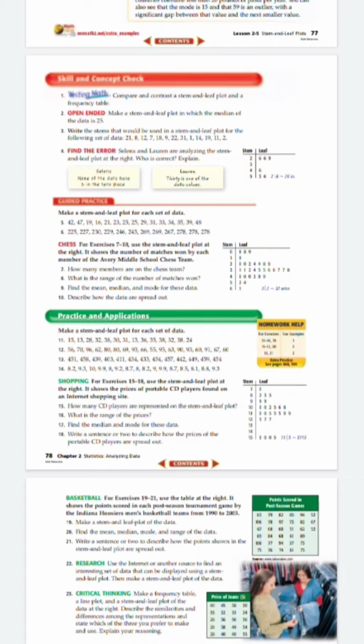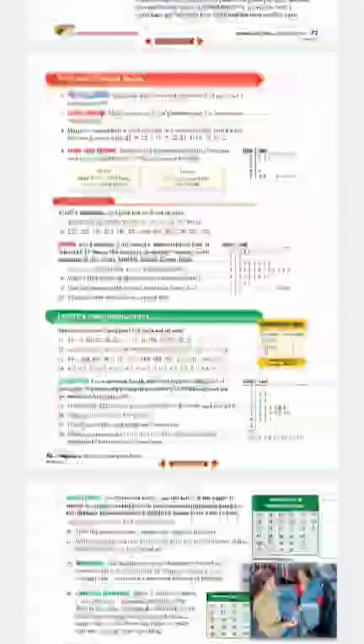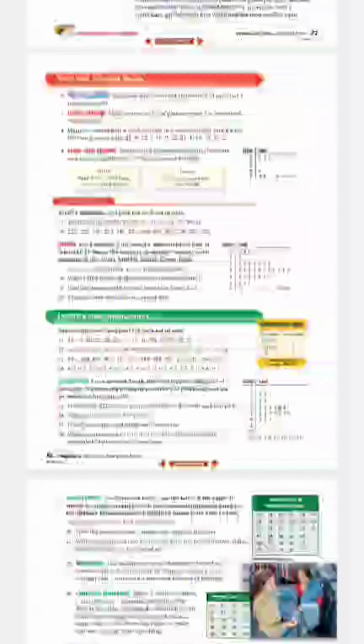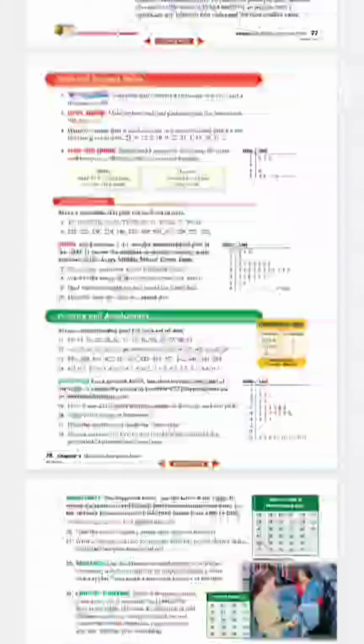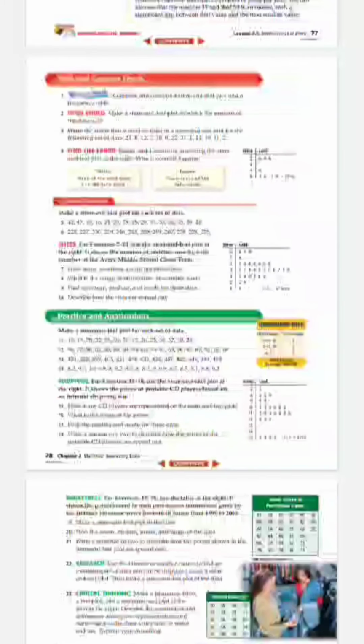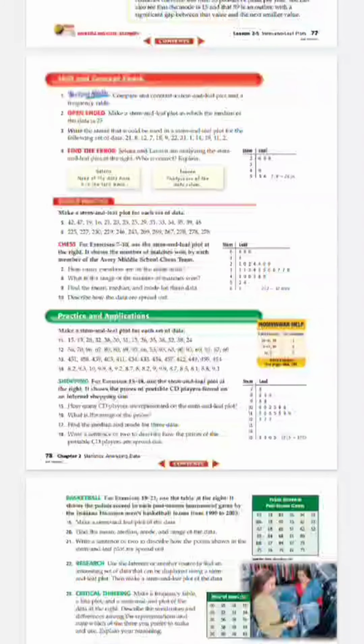Keys for exercise 7.10. Use the stem and leaf plot at the right. It shows the number of math contests won by each member of the middle school team. 7. How many members are on the team? 8. What is the range of the number of contests won? 9. Find the mean, median, and mode for this data. 10. Describe how the data are spread out.